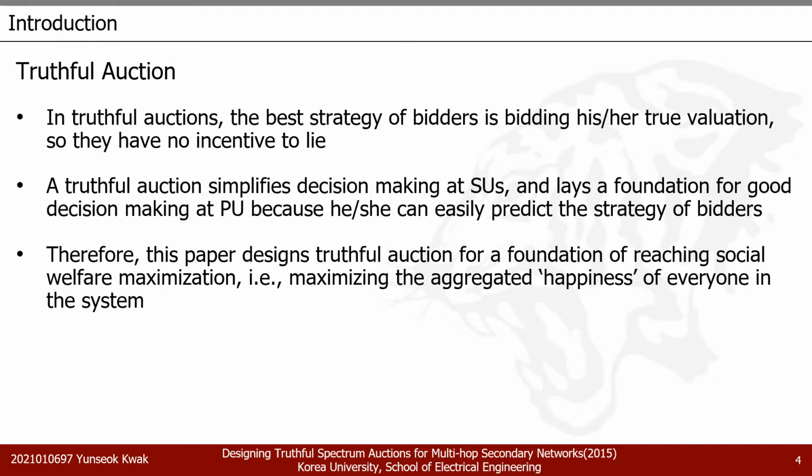Third, I'm going to introduce truthful auction. In truthful auctions, the best strategy of bidders is bidding his/her true valuation, so they have no incentive to lie. Truthful auction simplifies decision-making at secondary users and lays a foundation for good decision-making at the primary user because he can easily predict the strategy of bidders.